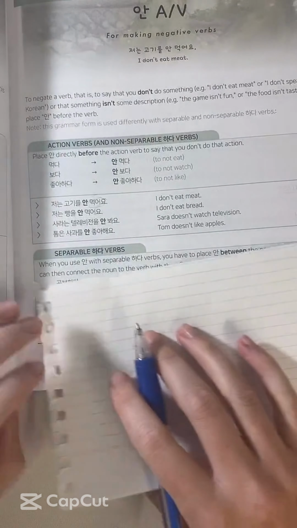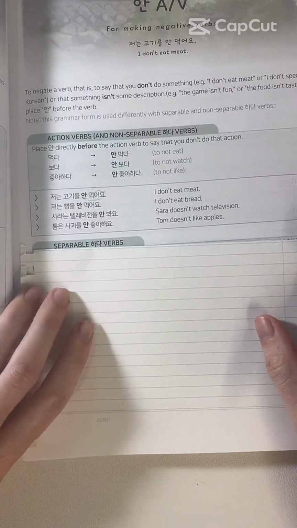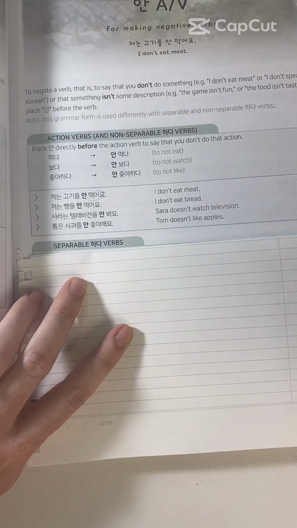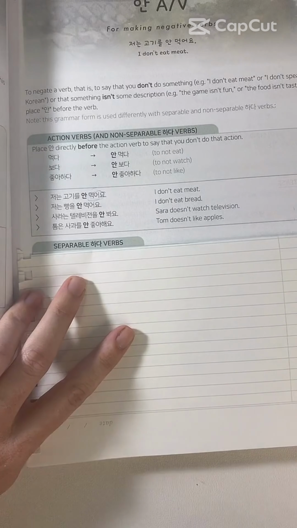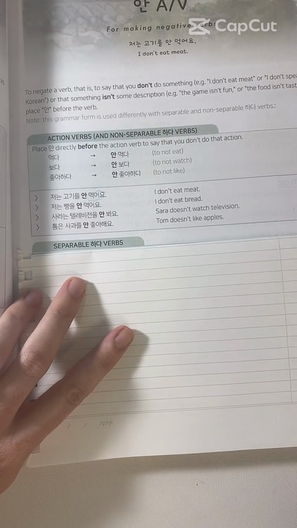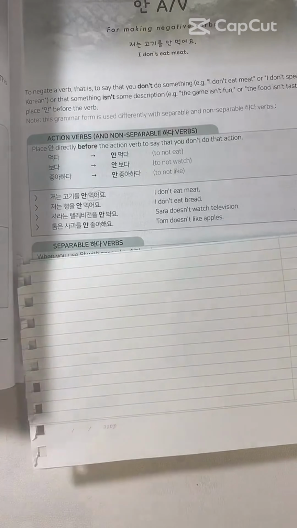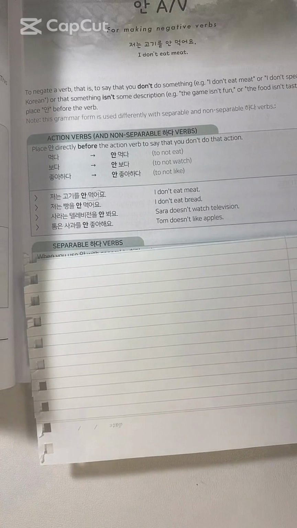All right. Now, there's a little tricky thing about 안, and that is that it conjugates differently when you have a separable 하다 verb. So what is a separable 하다 verb? We talked about this in a previous live stream where we talked about 하다 verbs, but basically some 하다 verbs can be split and some 하다 verbs cannot be split. And the reason for that is some 하다 verbs are made up of nouns and verbs.